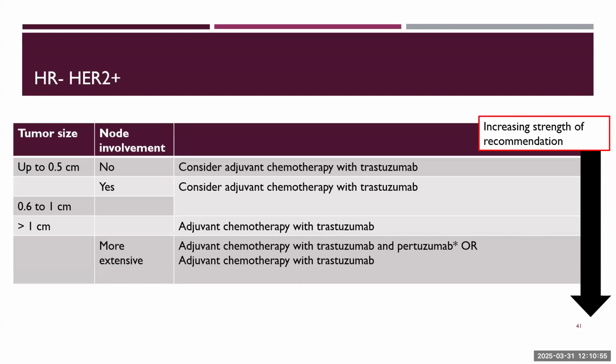If they have more extensive nodal involvement and a larger tumor, then this is where we want to give chemotherapy with trastuzumab and pertuzumab. Another option is just doing trastuzumab by itself, but it is recommended to do both.